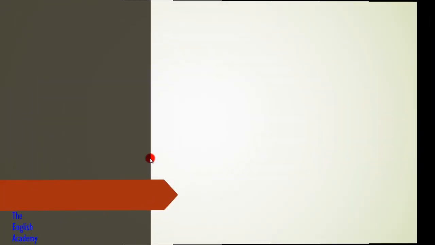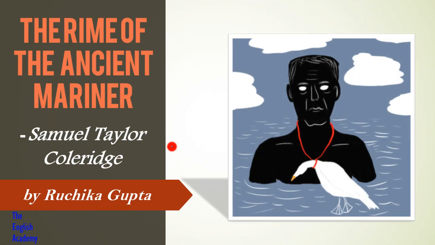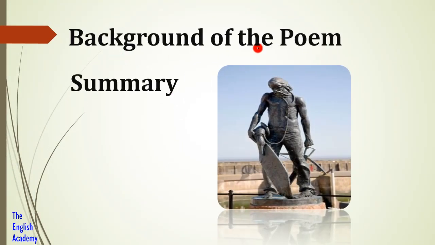Here we'll study a lesson for students of class 10th, The Rime of the Ancient Mariner, written by Samuel Taylor Coleridge. And I am Ruchika Gupta. So here in this video, we'll cover the background of this poem and a summary of this poem.